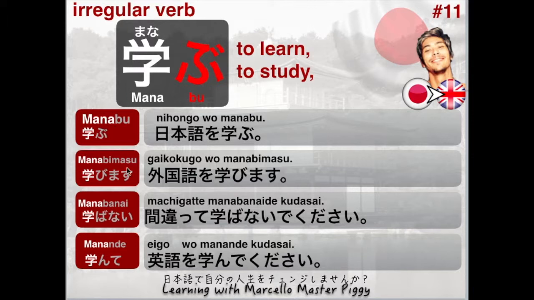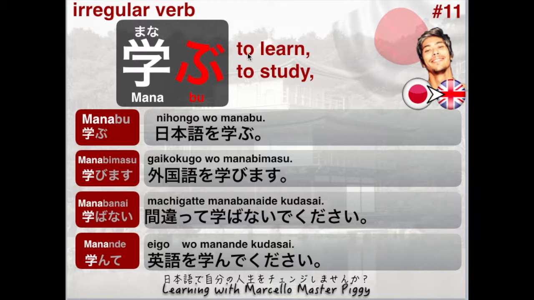Make the four forms that we need. The meaning is to learn and to study. I think we have done 勉強する already, right? Which is to study. So this one is more like to learn. It's a little bit more formal, I would say, manabu.